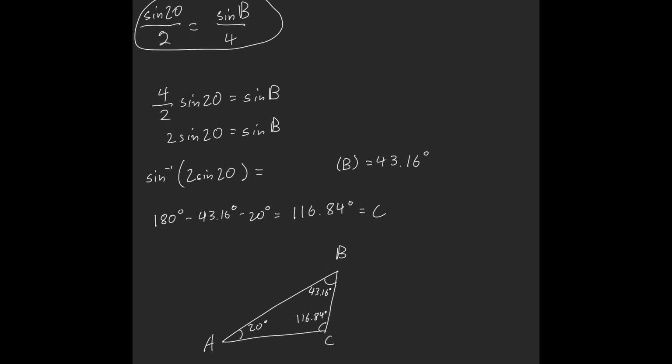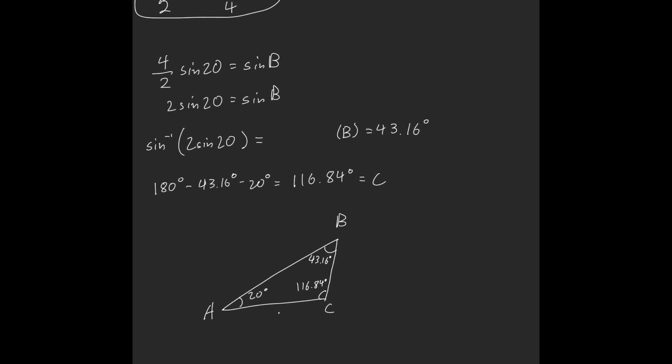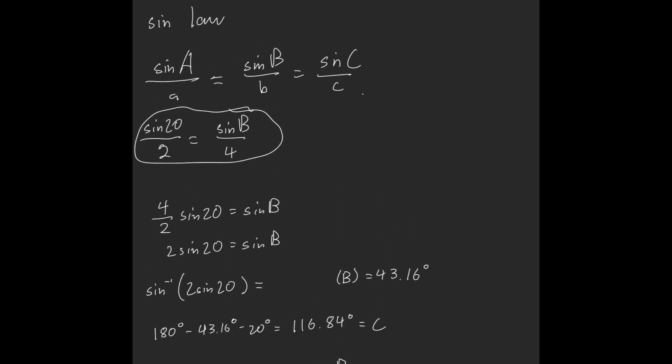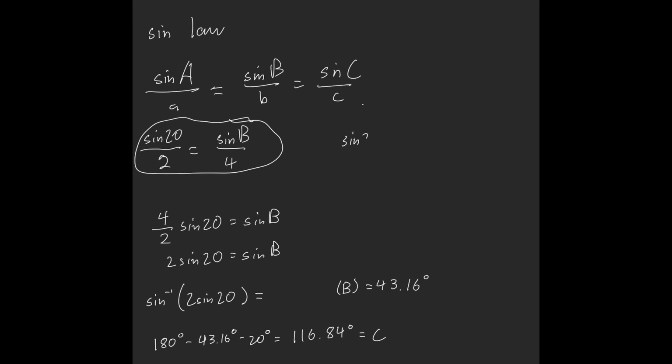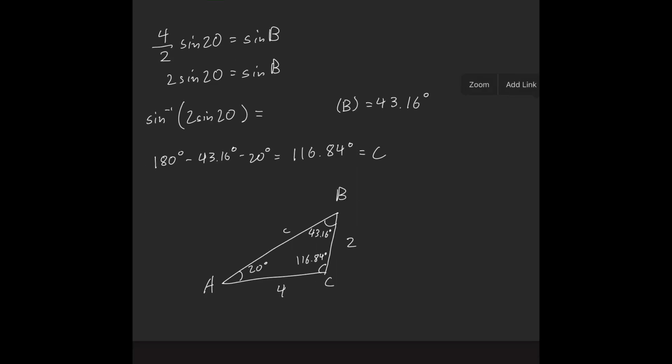Now, since we already have the lengths of B and A, we can use sine law to figure out the length of side C this time. So, just like before, we have sine 20 over 2 is equal to sine C over C. We know that C is 116.84 degrees, right? Yeah, 116.84.